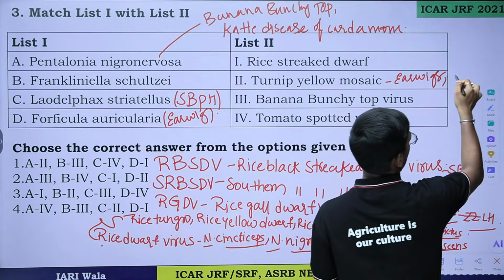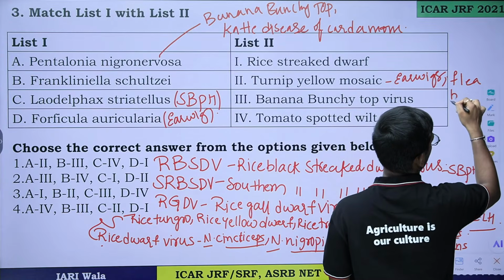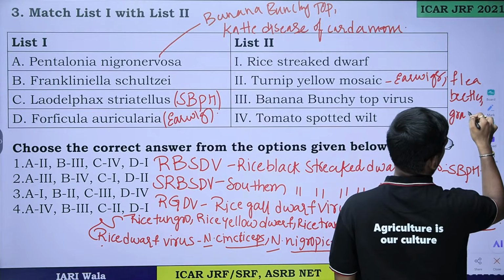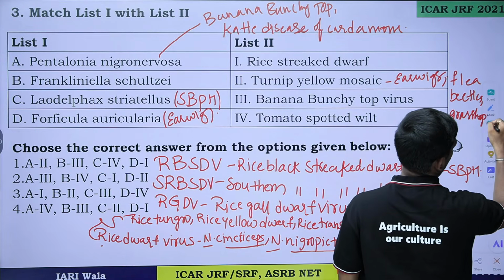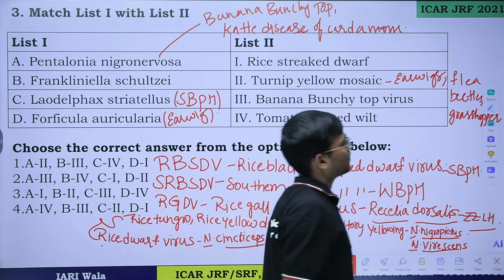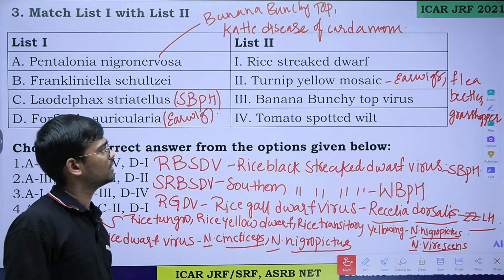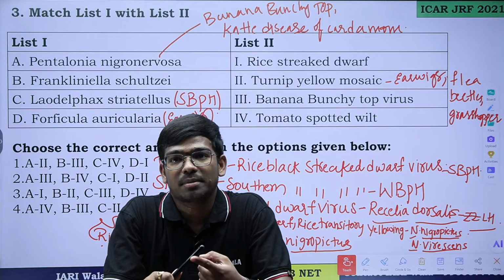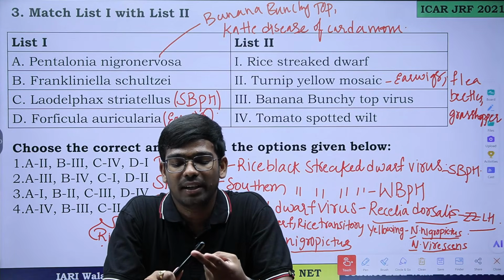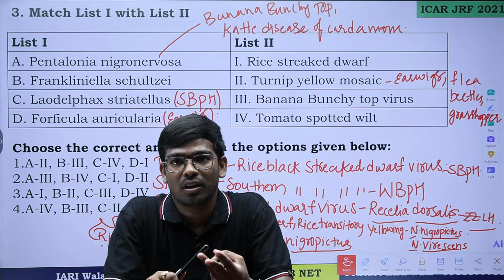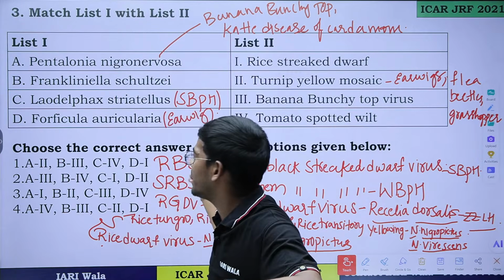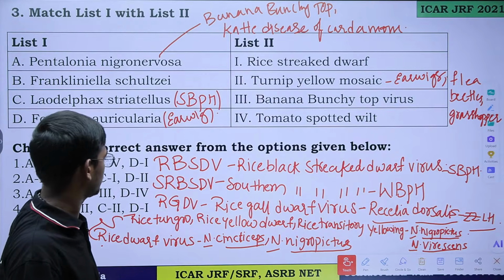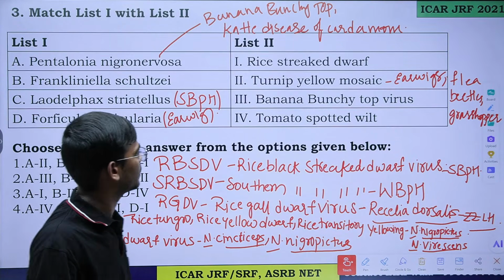Earwigs, flea beetles, grasshopper. So it is transmitted by three. Turnip yellow mosaic virus is transmitted by earwigs, flea beetles, and grasshoppers. Okay, and this Forficula auricularia is an earwig.